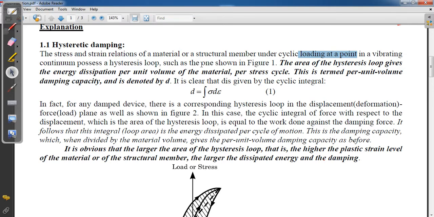So the area of this hysteresis loop gives the energy dissipated per unit volume of material per cycle, and this term, per unit volume, is damping capacity. So damping capacity is this energy dissipated per unit volume, and it is denoted by D equal to the cyclic integral of sigma d epsilon. In the case of the cyclic integral of force with respect to displacement, which is the area of the hysteresis loop, it is equal to the work done against the damping force. So it follows that this loop area is the energy dissipated per cycle of the motion.